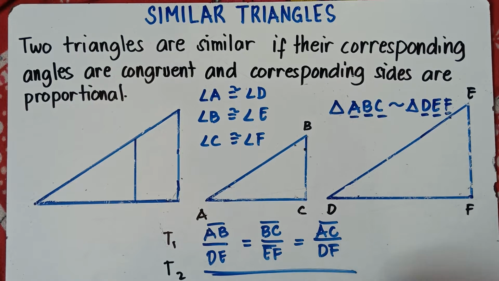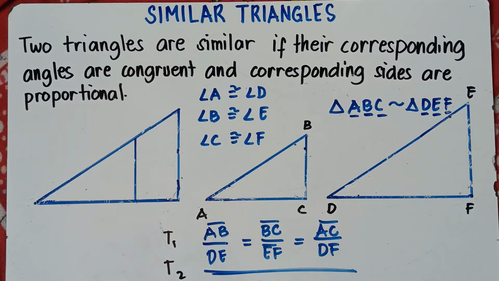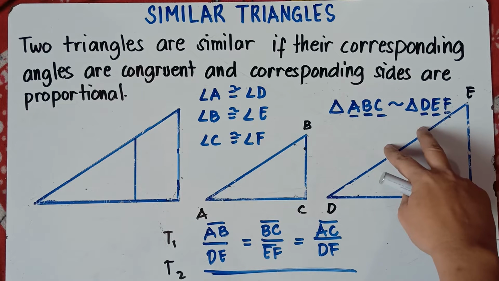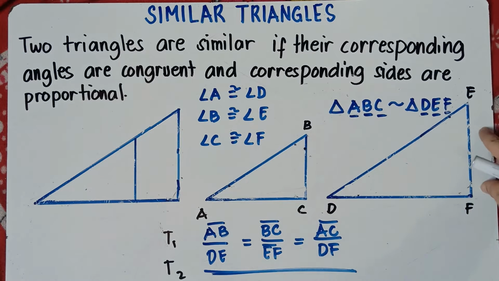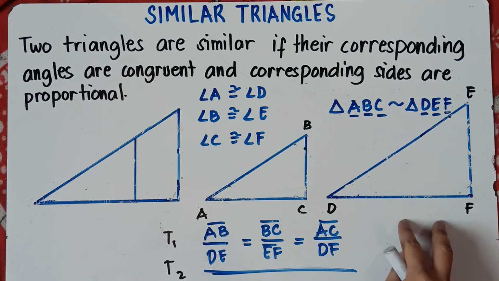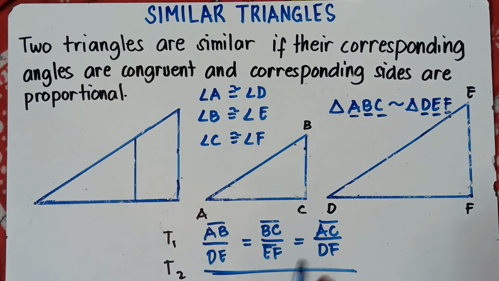Okay, so to find the side, class, just use this proportion: AB and DE, BC and EF, AC and DF. Once again, this is triangle 1, AB, BC, and AC, which correspond to sides DE, EF, and DF. So let's try an example for you to understand this one.